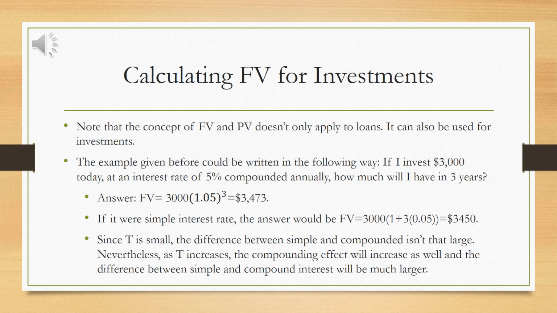3,473. If it were simple interest rate, the answer would be future value equals 3,000 times (1 plus 3 times 0.05), which is 3,450. Since t is small, the difference between simple and compounded isn't that large. Nevertheless, as t increases, the compounding effect will increase as well, and the difference between simple and compounded interest will be much larger.